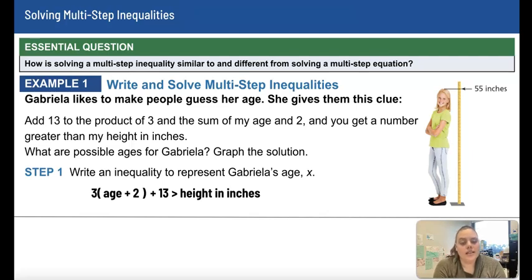So here is the full setup taken one piece at a time. Again, feel free to go back and rewatch that if you need to look at each piece individually. And we're going to use X to represent age. I've added in your notes that Gabriella's height is 55 inches, as you can see from the picture here. So when we rewrite this, we're going to use X for age and 55 for height. So we have 3 times (X plus 2) plus 13 is greater than 55. This is the inequality we need to solve to figure out what age Gabriella could be.